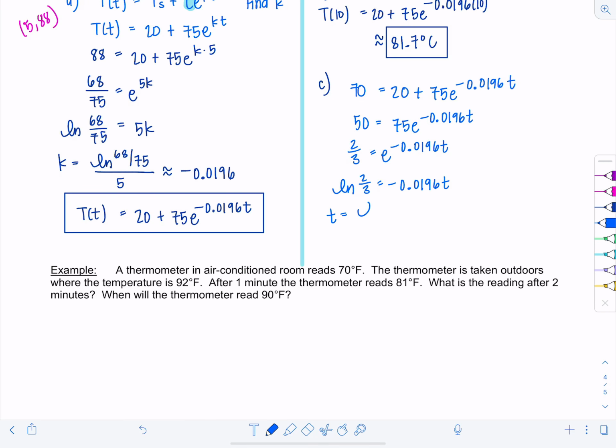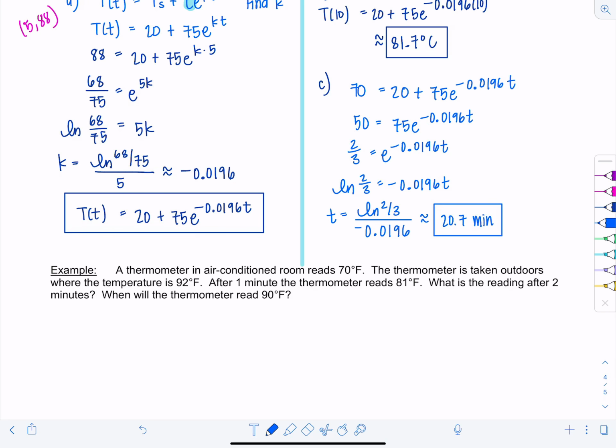So t equals ln of 2/3 over negative 0.0196. And then this is about 20.7. What were our units for time? Minutes. Okay.